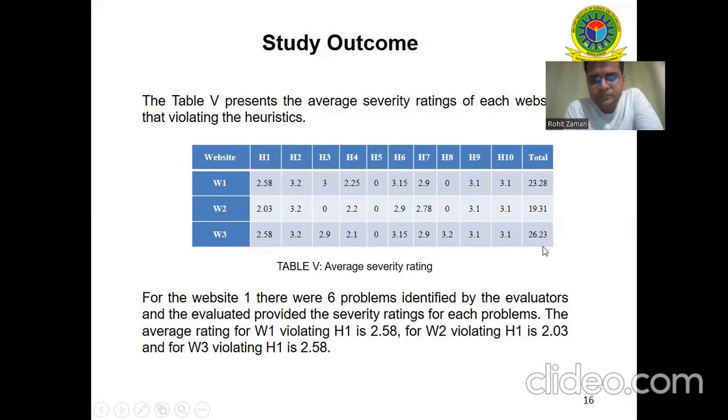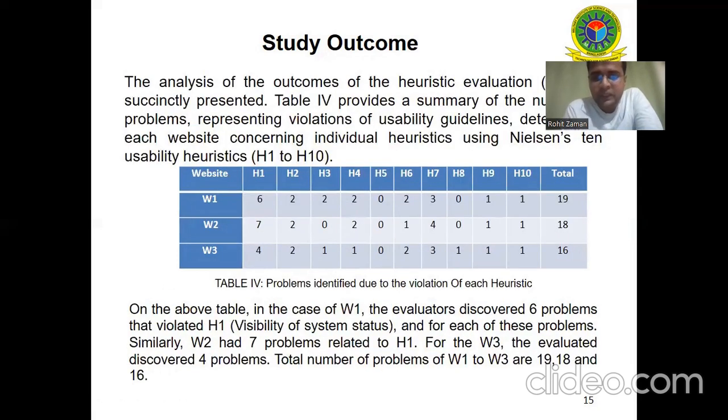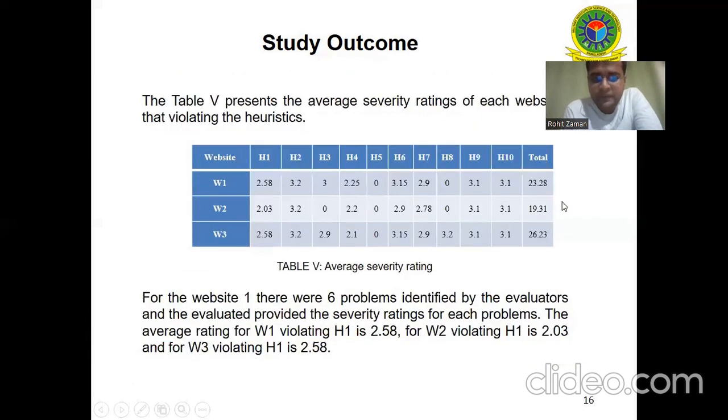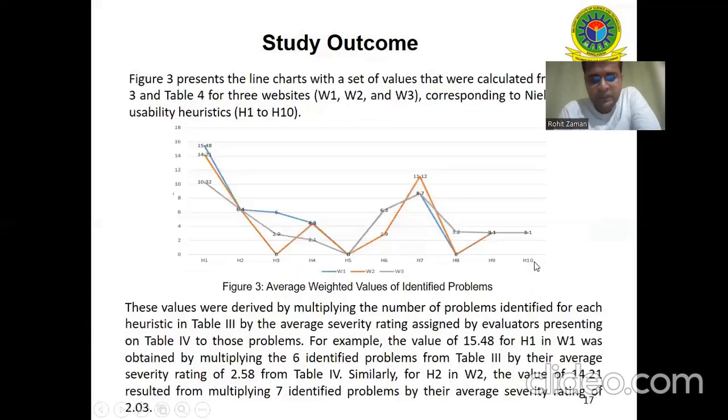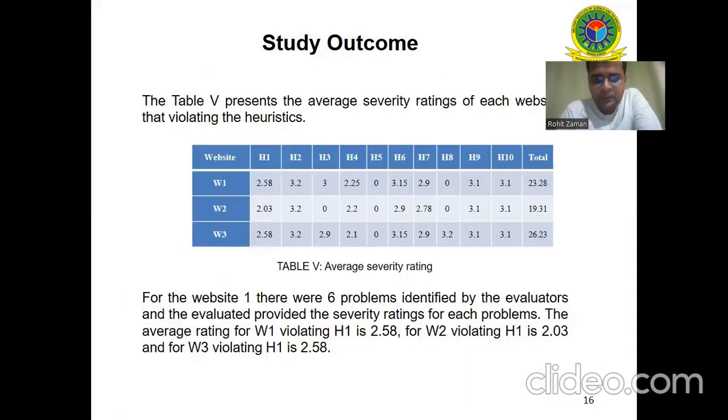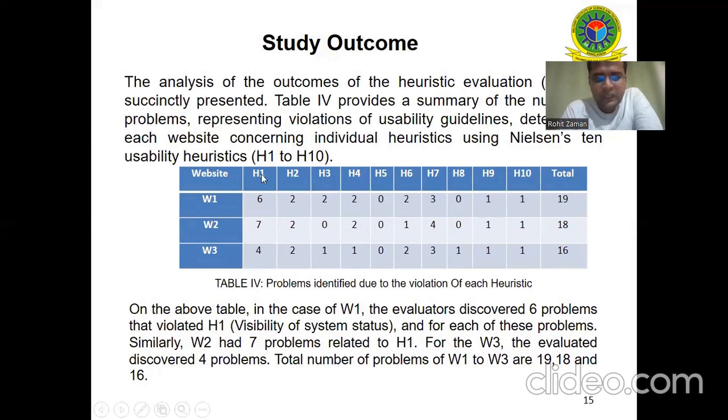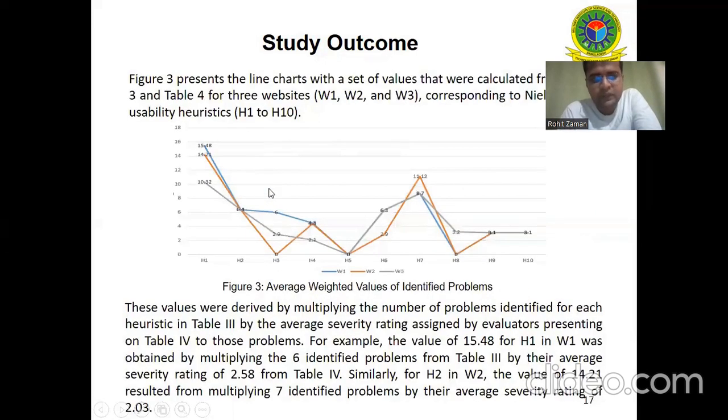As you can see, the most severe problems were identified on website 3, but on website 1 there was the maximum number of problems. Website 3 had the most severe problems. That's why we calculated this graph by multiplying the values from the previous 2 tables. As you can see here, the value is 6, and here is 2.58, and if we multiply these 2 values, we get 15.48. And this is how all the values were calculated.